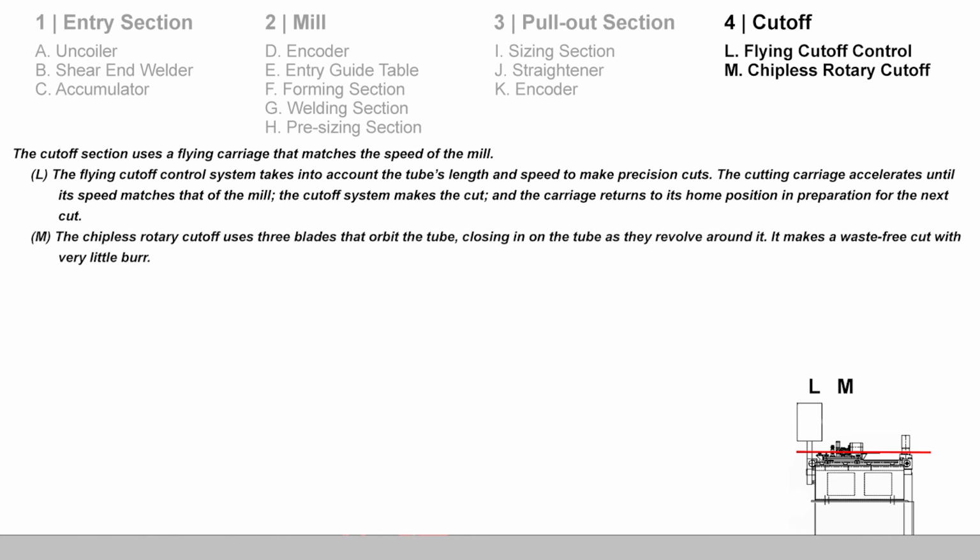The cutting process is carried out by a chipless rotary cutoff unit that uses 3 blades that orbit the tube, closing in on the tube as they revolve around it. It makes a waste-free cut with minimal burr. Now let's bring all this information together in a series of images.